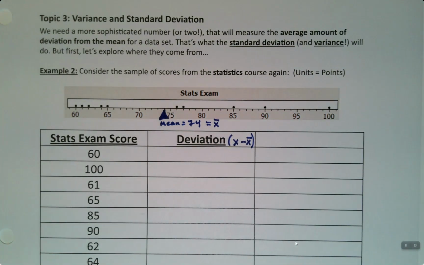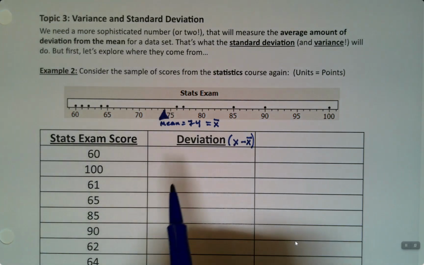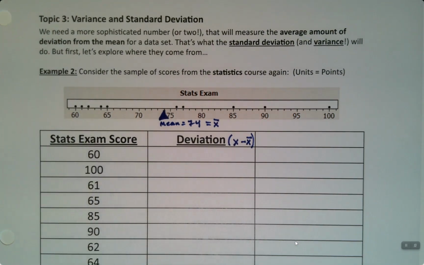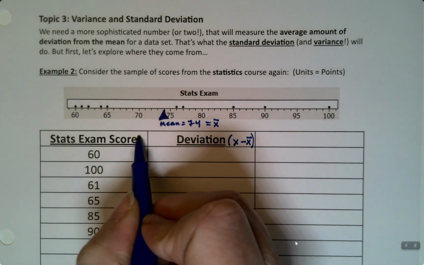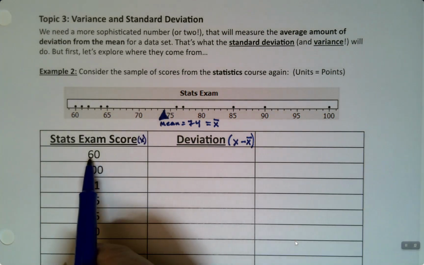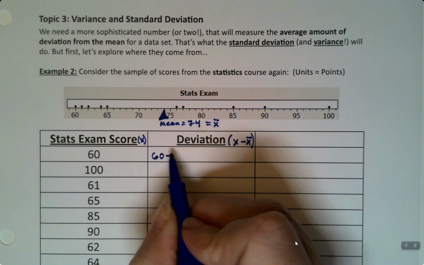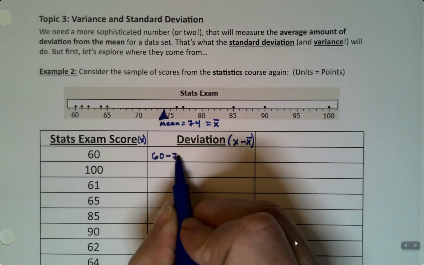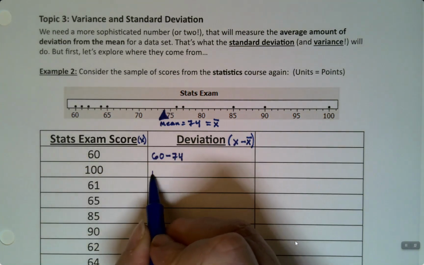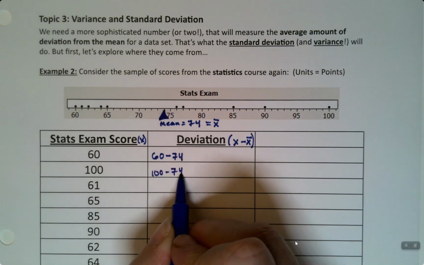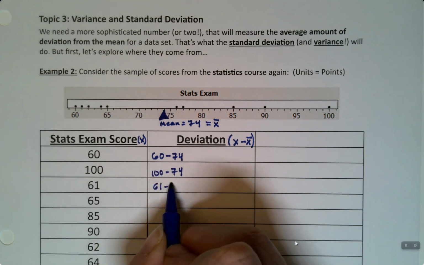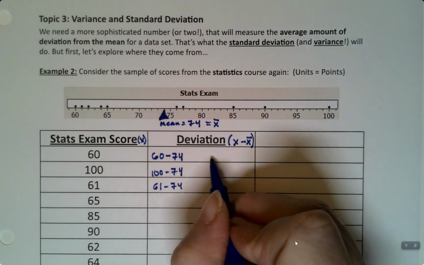We learned that in section 3.1. Technically it's for a sample mean, but most of the time we're doing this for a sample anyway, so it's fine. Okay, so let's think. The x's are right here, right? So these are my x values. So 60, and I want to subtract the mean, which is 74. I want to take 100, and I subtract the mean, which is 74. 61, subtract 74, and so on and so on and so forth.